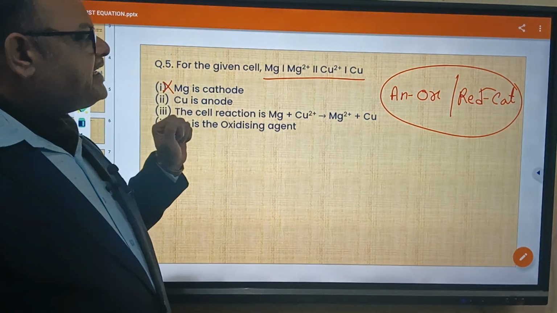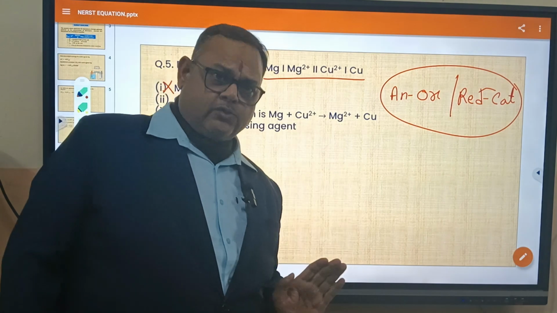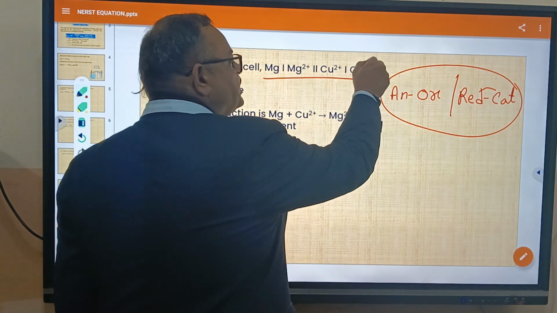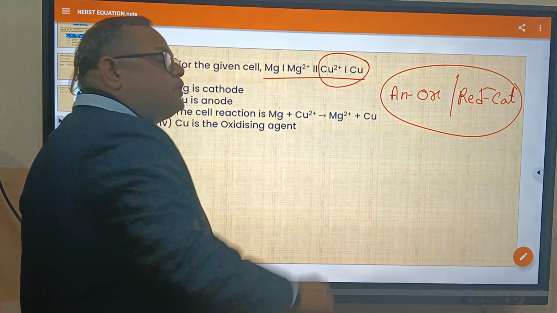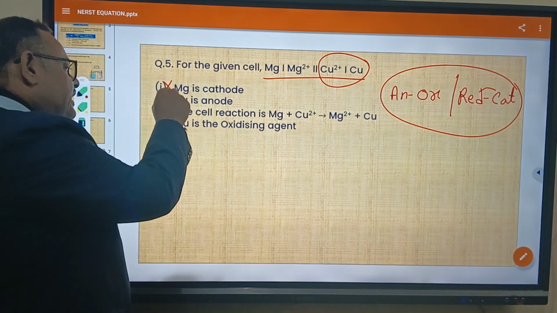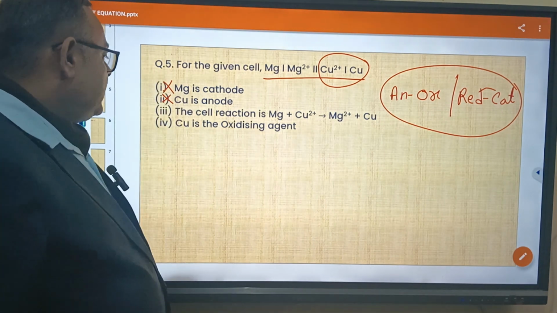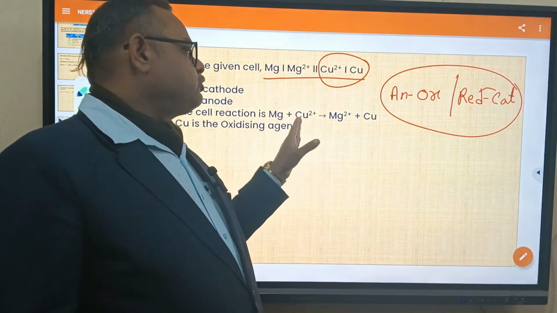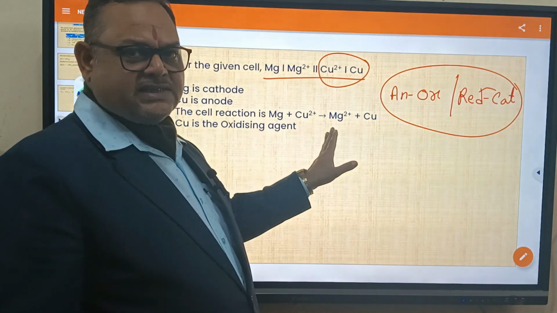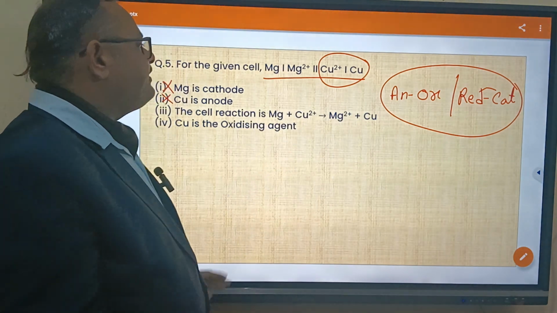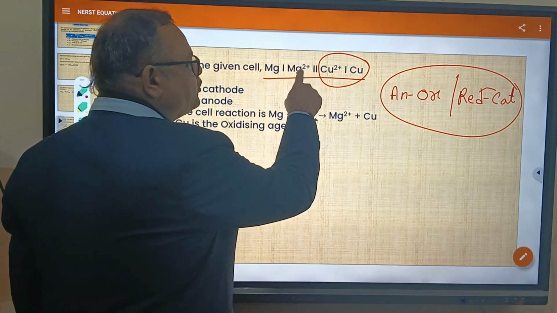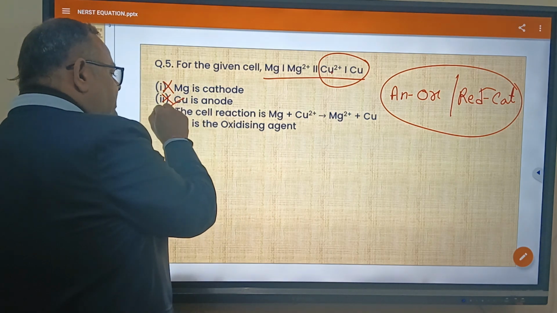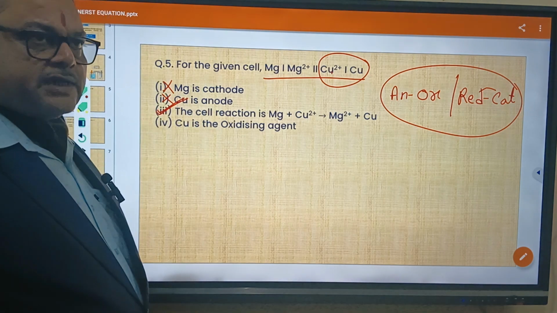The next one says copper is anode. Has copper being anode, so copper is supposed to get oxidized. But we see here that Cu2+ is getting reduced. So copper cannot be anode. Now the cell reaction is given as Mg reacts with Cu2+ and we get Mg2+ along with Cu. Now as it is evident, magnesium is transformed to Mg2+ and Cu2+ is transformed to Cu. So the third part is okay.